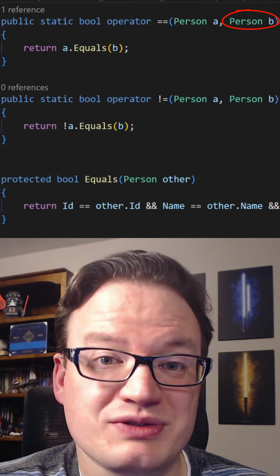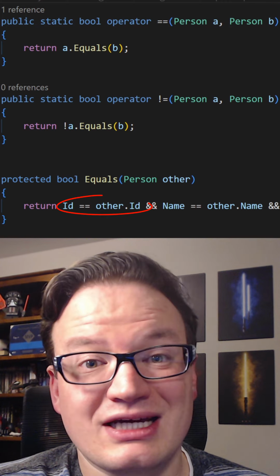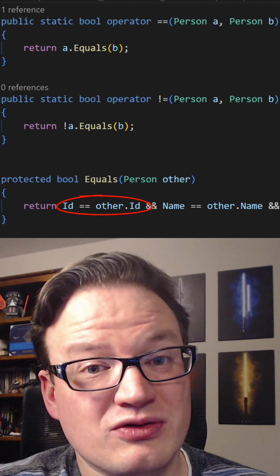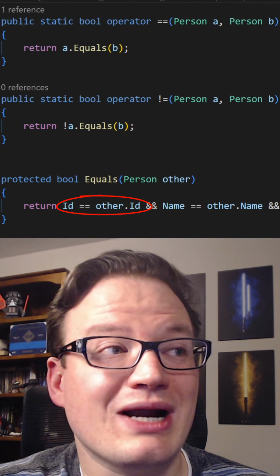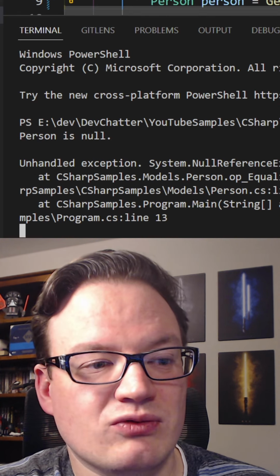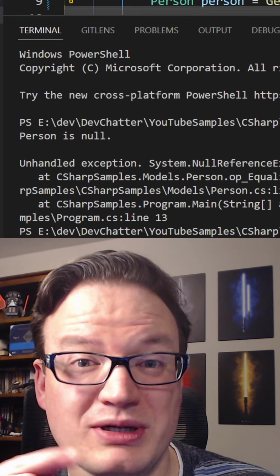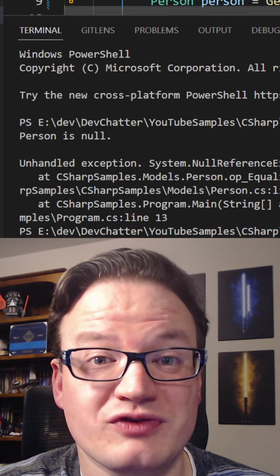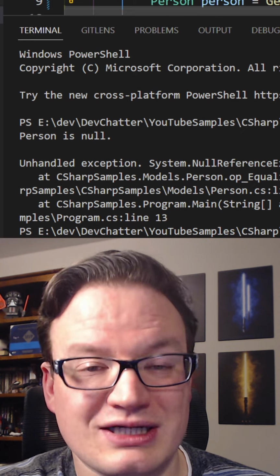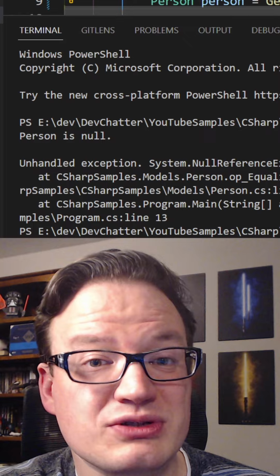When it runs this equals method, it checks the properties. If that object is null, it's going to throw a null reference exception. What happens when we run it? And when it runs, we get "person is null," but then we also get our exception. So if you want to know if it's null, check "is null." And if you're wondering, you can also say "is not null."